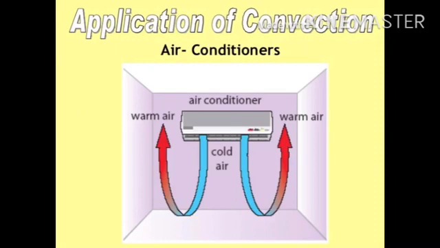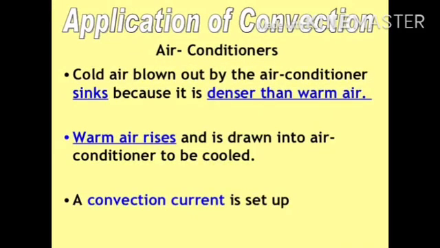Air conditioner is another example of convection current. In an air conditioner, cold air blown out by the air conditioner sinks because it is denser than warm air. Warm air rises and is drawn into the air conditioner to be cooled. A convection current is set up. It means cold air is heavier than warm air.